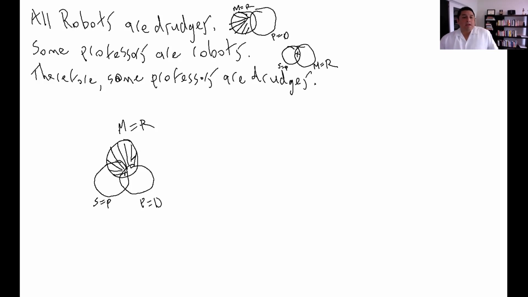Okay, so now what information do we have in the conclusion? It says that some professors are drudges, and if you notice here, that's what we have here, right? This is saying that there exists at least one professor that is a drudge. That professor is also a robot, right? But that's okay. That's consistent with what's in the conclusion. So the information represented by the conclusion is contained in the information of the premises. So this is a valid argument.